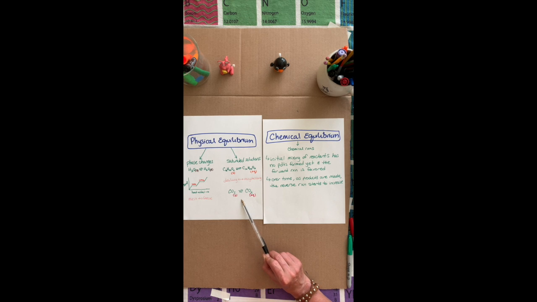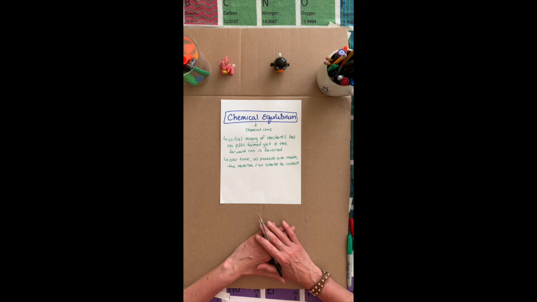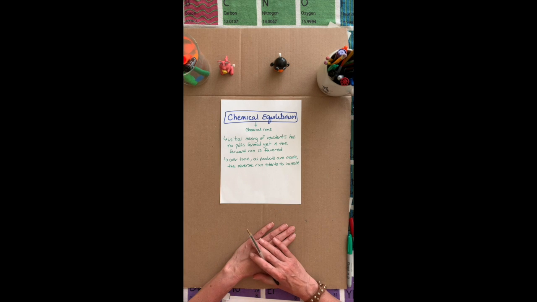Another example, carbon dioxide gas. And carbon dioxide dissolved in water, an aqueous solution. This is what we have in a soda can or any carbonated beverage. It is at equilibrium. That gas is dissolving and the carbon dioxide is recrystallizing to become gas at the same rate. Okay, so let's move on to chemical equilibrium.